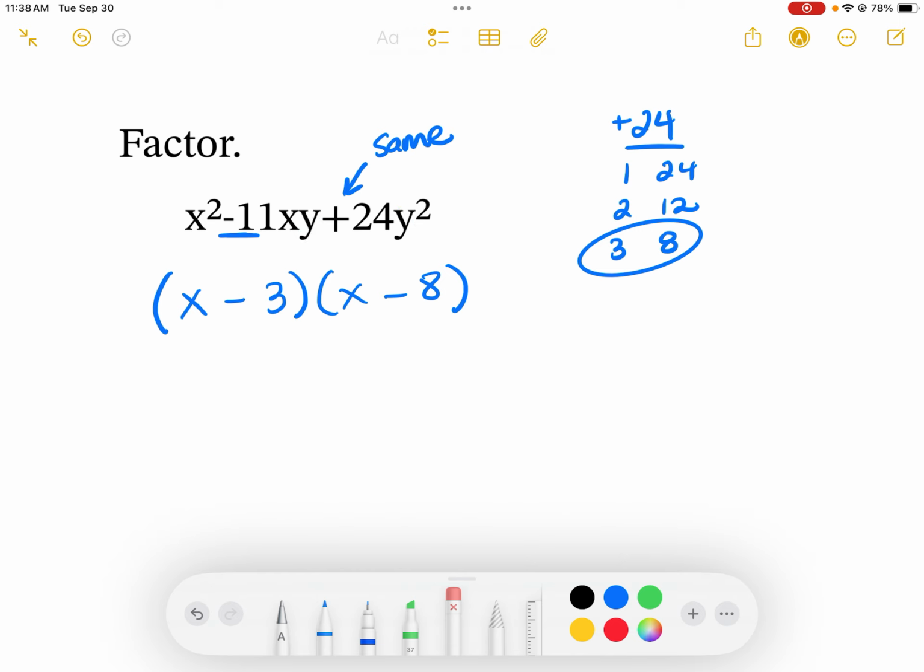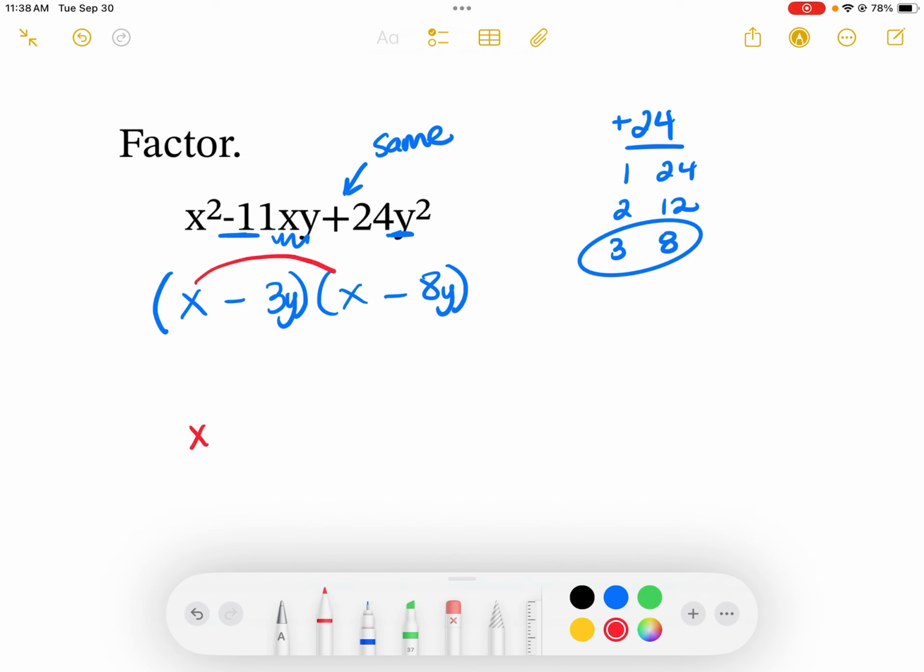Now, we need to get back into what we do when there's a y. Obviously, if I distribute this out, I don't get a y. To factor this when there's a y squared at the end and you've got this xy, that just means your last terms both have a y at the end. And we'll even double check that by distributing everything.